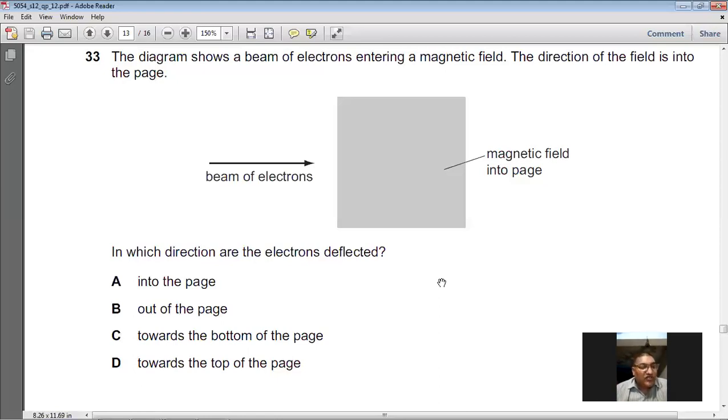Question number 33, C is the choice. Left-hand rule is about the flow of positive charges. It is not about the flow of negative charge. Electrons are negative, so whatever direction was predicted by the left-hand rule, we have taken the opposite to that, towards the bottom of the page. So C is the choice. Question number 33, C is the choice.